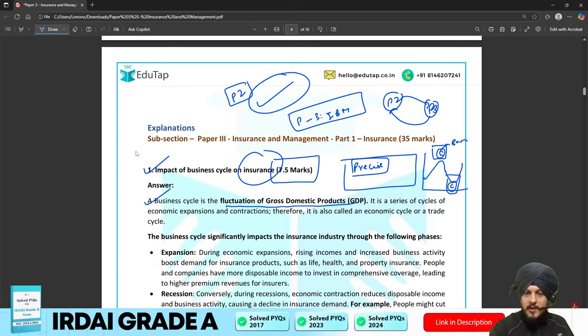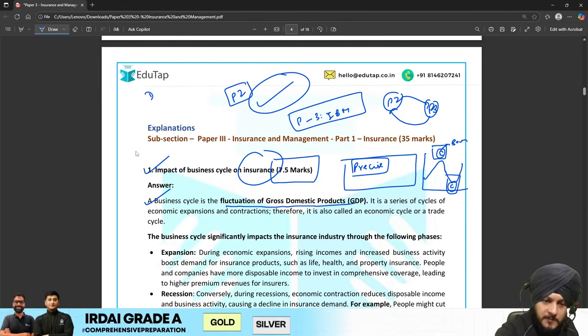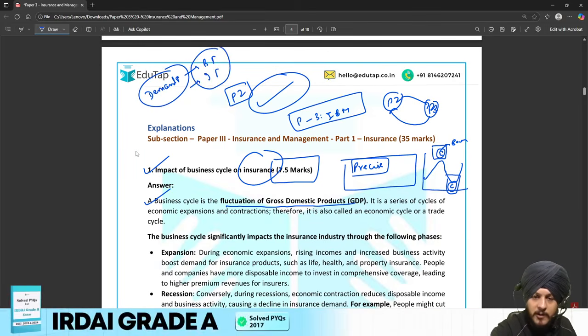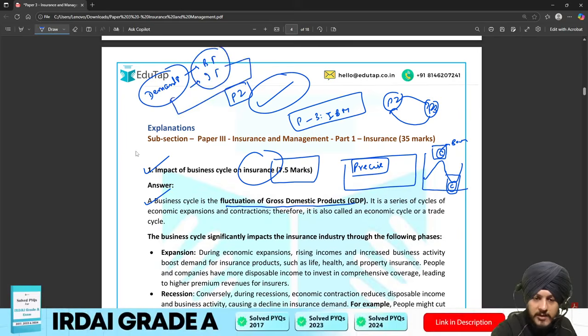It is going high. So what is going to be the impact on the insurance sector? Of course, the demand with respect to insurance is going to increase, right? Why is it going to increase? Because businesses are witnessing profit, individuals are receiving good income. So what are they going to do with the extra income? They are going to use their income to purchase different insurance products, right? So that can be the first impact.